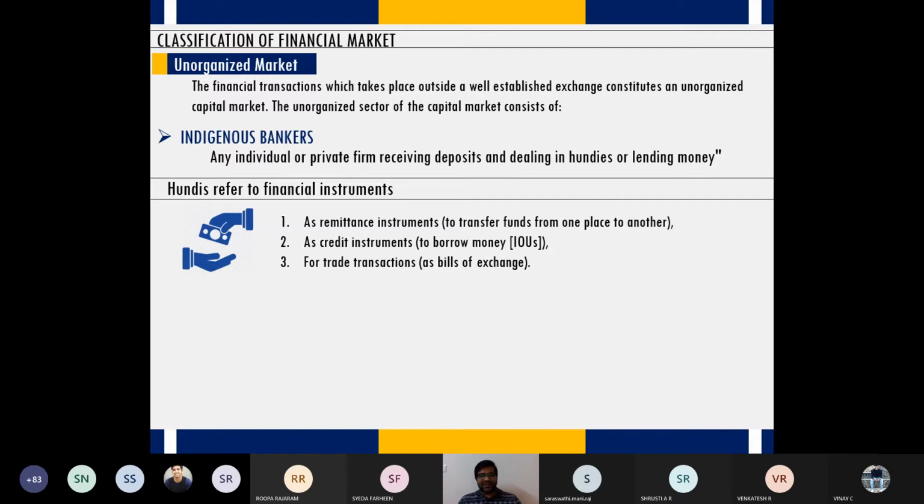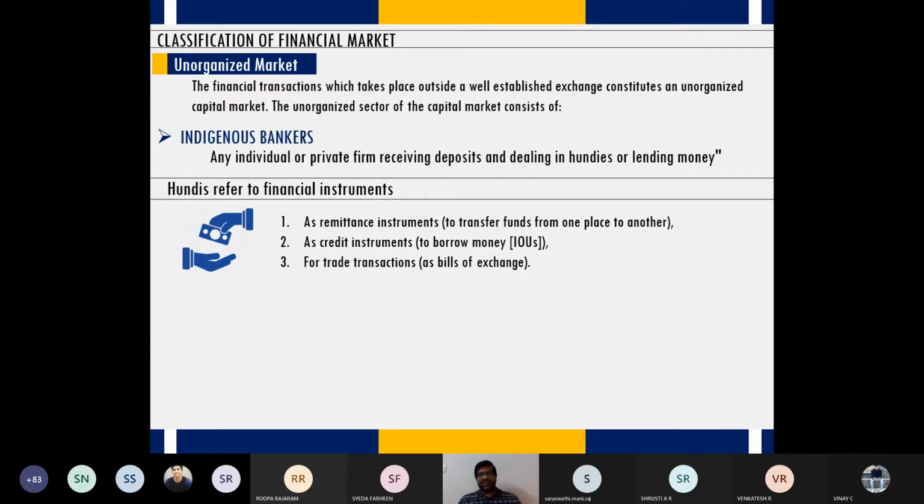So that's not possible. It happens only in movies. Therefore, in order to solve this problem of default, indigenous bankers during those olden days had come up with an instrument called bill of exchange, in which they will give the guarantee to both the parties.